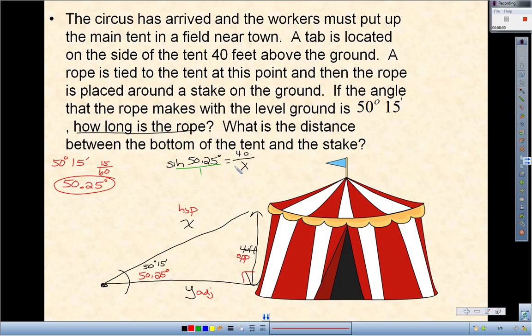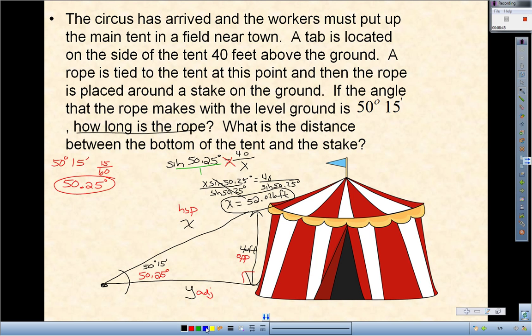So I'm going to cross multiply, and then that's going to give me X sine of 50.25 degrees equals 40, because 40 times 1. And then to solve this for X, I'm going to divide by sine of 50.25 degrees. And so that cancels out. And so X, if I use my calculator, 40 divided by sine of 50.25 degrees, that's going to give me 52.026 feet. And like I said, just for this lesson, I'm rounding to 3 decimal places. You could just approximate that as 52 feet.